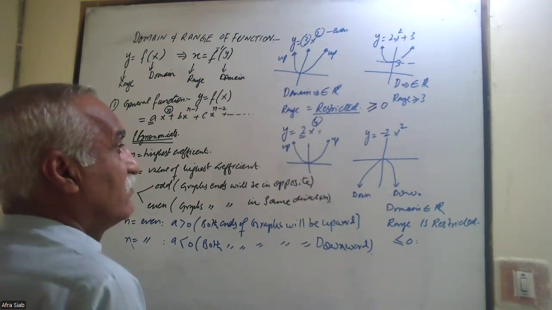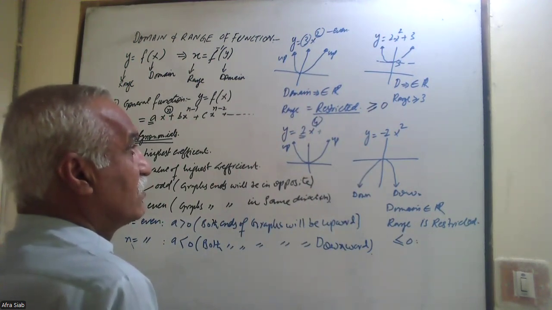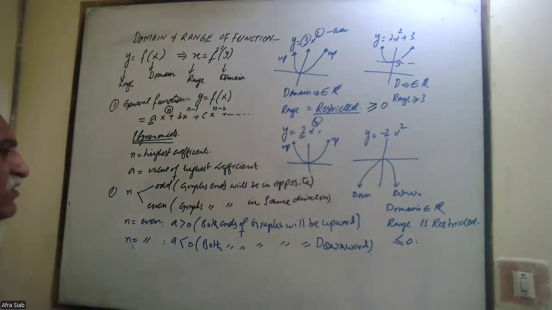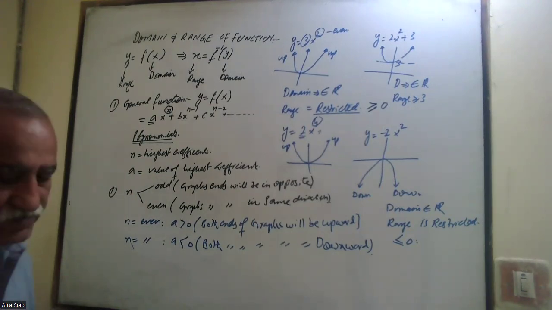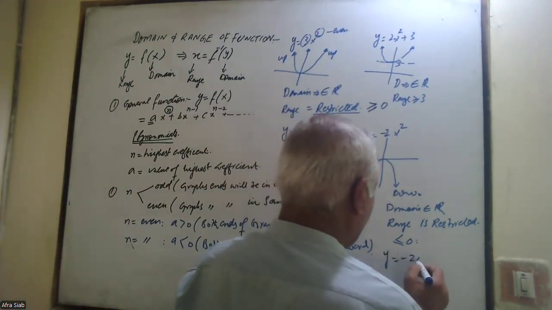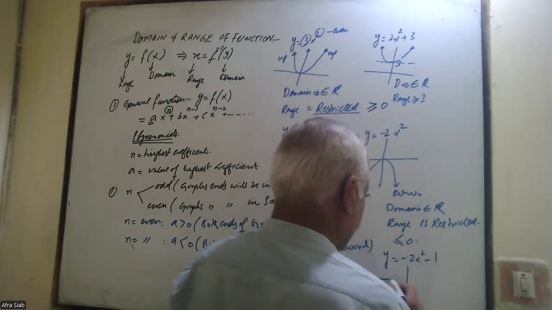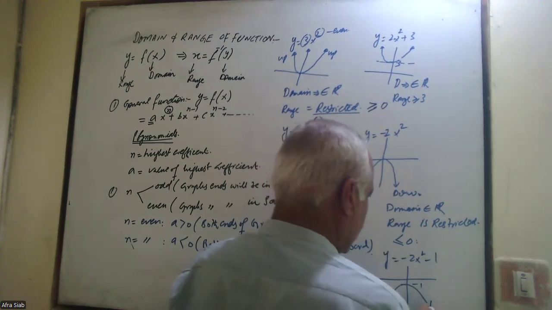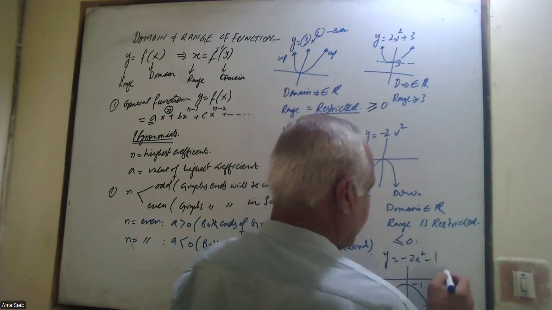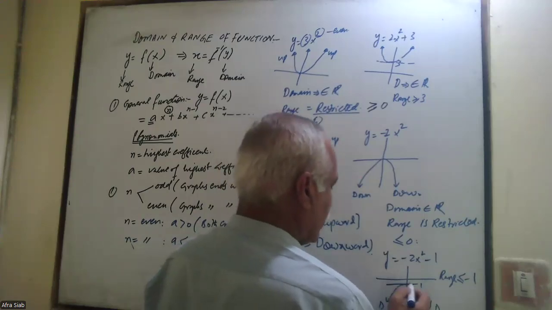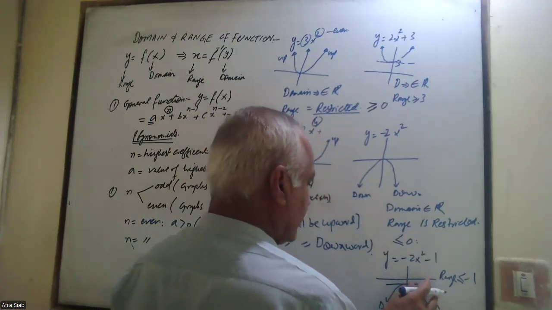So this is the graph of an even function, when the power is even and the coefficient of x is either positive or negative. If it is positive, then both ends will be upward, and if it is negative, then both ends of the graph will be downward. In the same way, we can write y is equal to minus 2x squared minus 1. Then this is the graph, shifted down by 1. Both ends of this graph are downward, and the range of this function is less than or equal to minus 1, because all values are below minus 1.